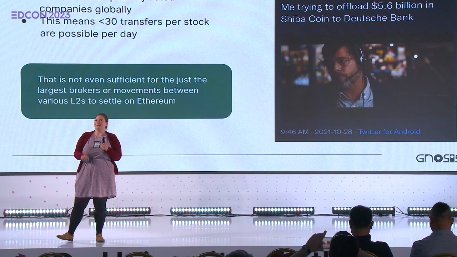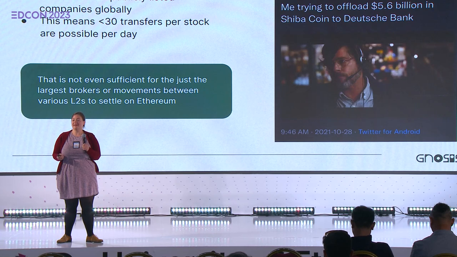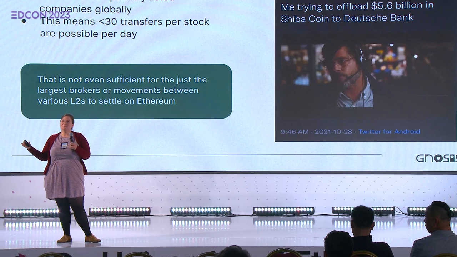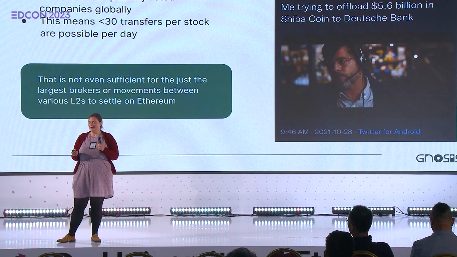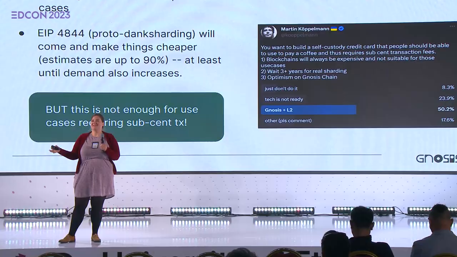Second example. There are currently 45,000 publicly listed companies in the world that you can trade. If these were to be settled on Ethereum, they can be traded on layer 2s and so on, but you would probably have to have some settlement between brokers or movements between the different L2s. There would be less than 30 transfers per stock per day. Would you do nothing but settle these kinds of things?